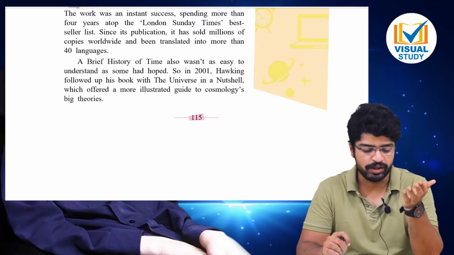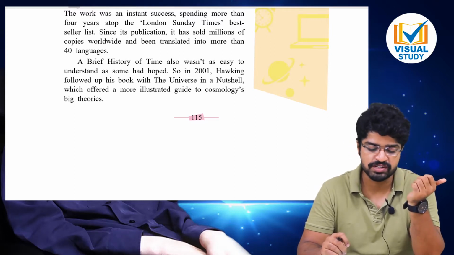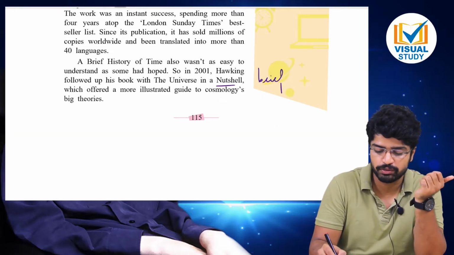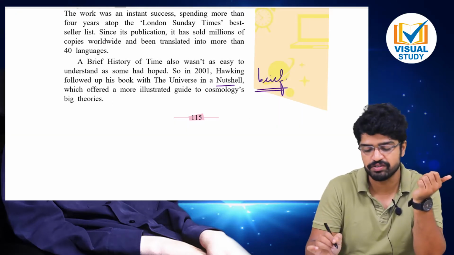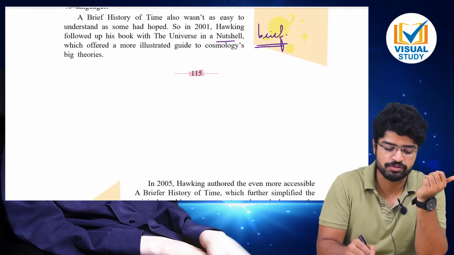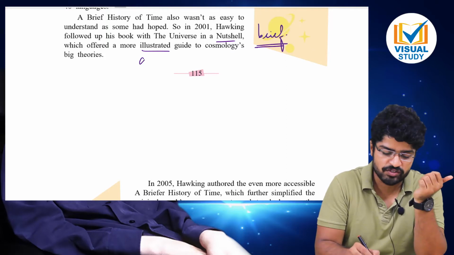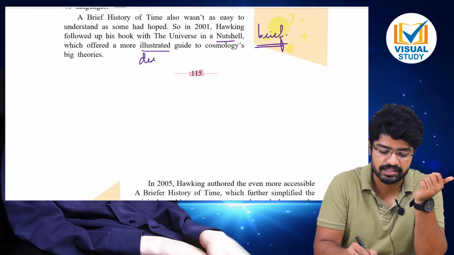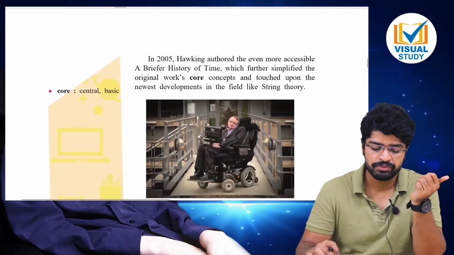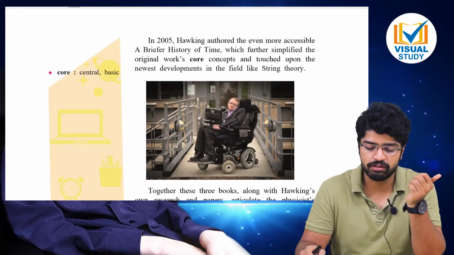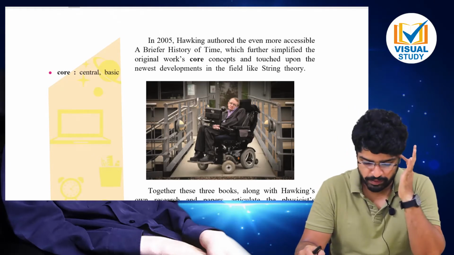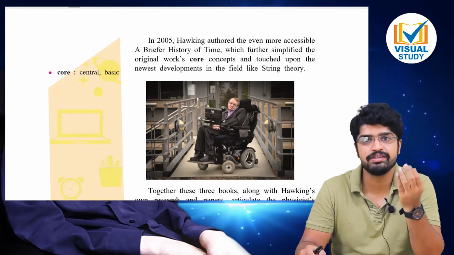So in 2001, Hawking followed up his book with The Universe in a Nutshell. So nutshell is in brief. Okay, in short, we are giving you the brief about the universe. That's called The Universe in a Nutshell, which offered a more illustrated guide to cosmology's big theories. Illustrated is you can say described, a well described guide to cosmology's big theories. In 2005, Hawking authored the even more accessible A Briefer History of Time, which further simplified the original work's core concepts. Core is the central concept.